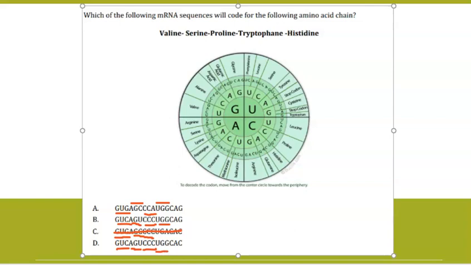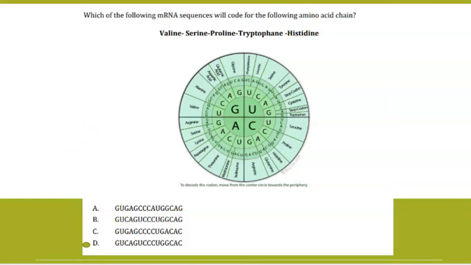Now the next one is CAG. Okay, so CAG is glutamine. And CAC, the next one, is histidine. So we have histidine here. So now we know that the sequence we are looking for is the last one, because the other two get eliminated. So the answer for this question will be the last sequence, which is sequence D.